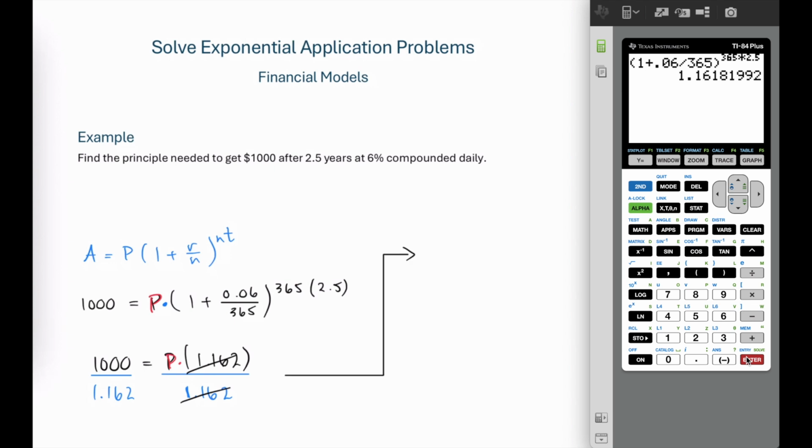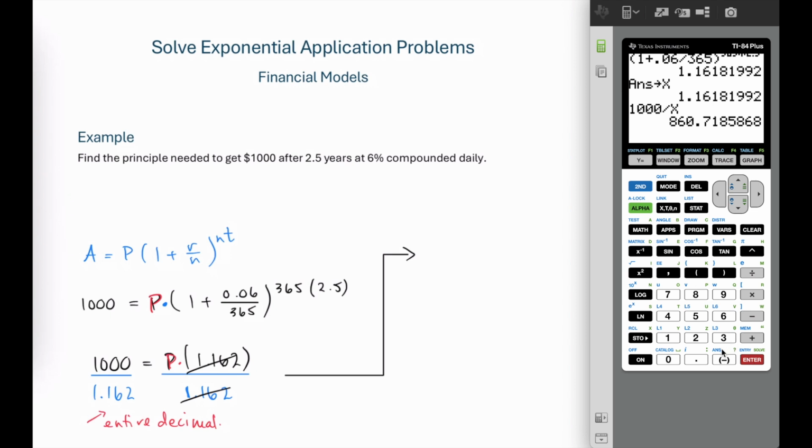But in order to prevent a rounding error, we want to use the entire decimal quantity in our calculator. And there's a couple ways we can do that. We can either store that value into X and then say 1,000 divided by X. That's going to ensure that we get all the decimal values when dividing. Or we could have just divided by second answer. That would also have done it.